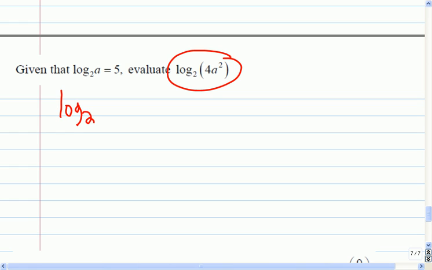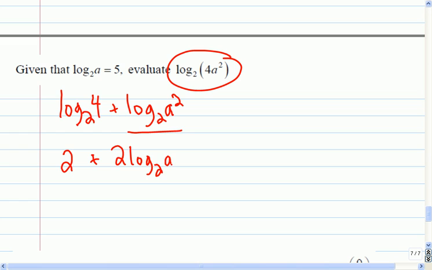One thing that I can do here is I can start by separating these like this using the multiplication rule. I can't move the exponent to the front because the exponent only applies to one of the values, not both. So I can only use the multiplication rule right now. At this stage, right here, the exponent is to everything in the logarithm. So now I can move it to the front. So this will be 2 plus 2 log base 2 of A. And that one's been given to me as a 5. So this would be 2 plus 2 times 5. So we would end up with 12.